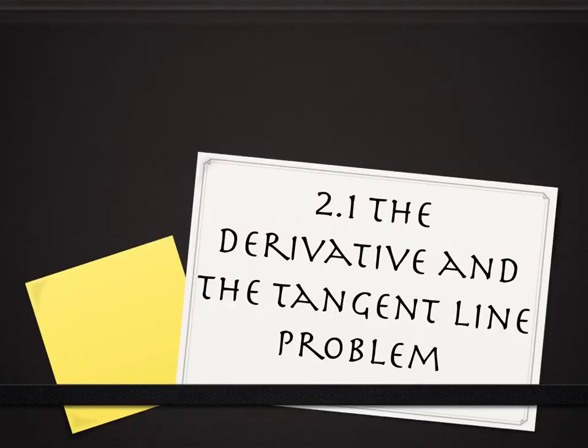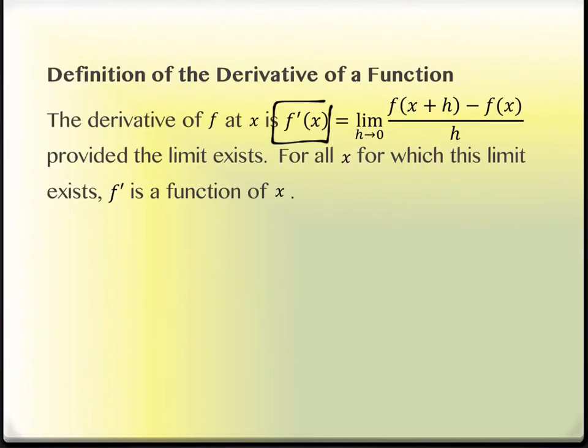We started section 2.1 last time. We were taking a look at finding derivatives with this limit process, with the definition of derivative. This is one of the definitions of derivative, the one that has the notation f prime of x. And we had done two examples.